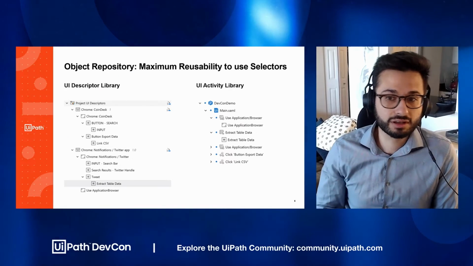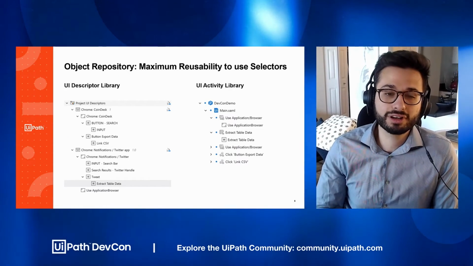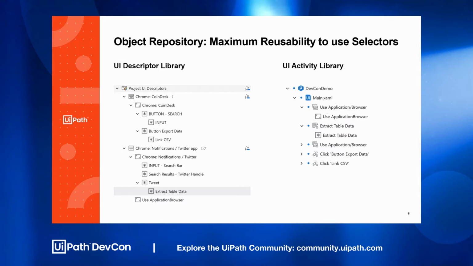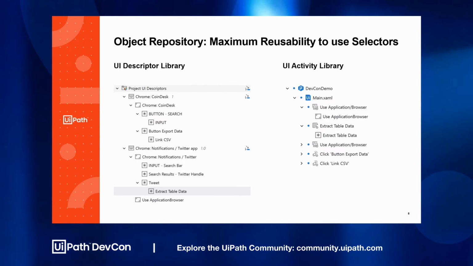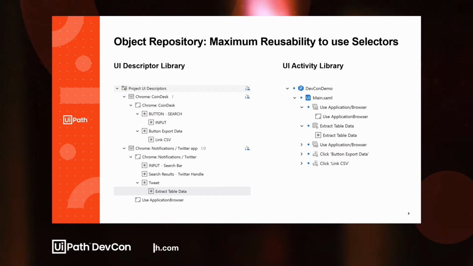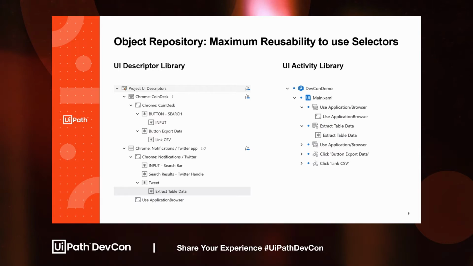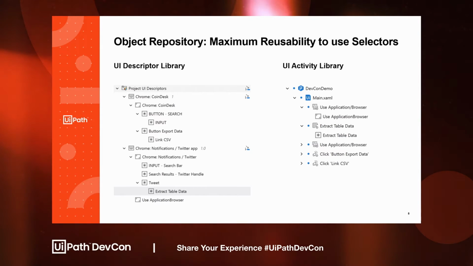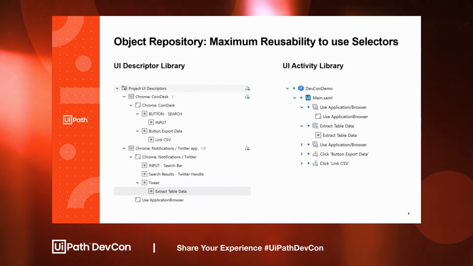So how does this look? We have the UI descriptor library on the left, and we have the UI activity library on the right. On the left, you can see we have the Google Chrome application, the CoinDesk, and we have the Google Chrome again and the Twitter app. What this allows us is that we can define each button, the input. If you're extracting a data table, we can define that. If there's a link that we need to click, such as a CSV link or export as a file link, we can also define that and automatically recognize if it is a button or a link and such.